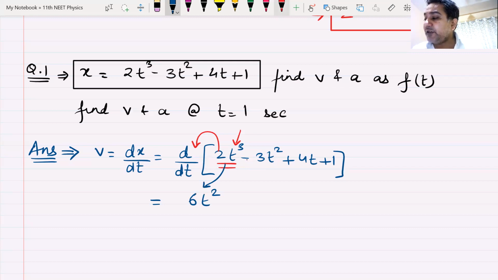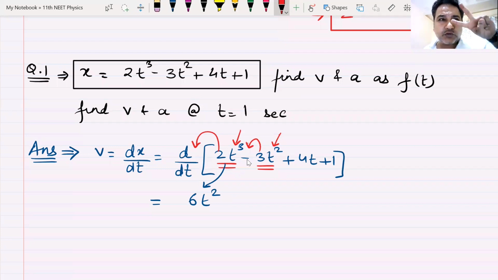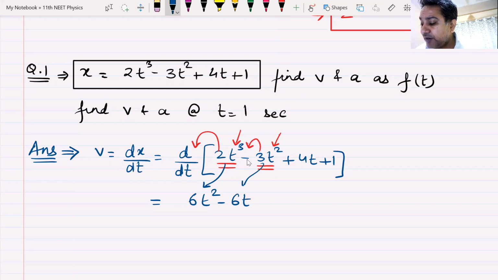How do I get the derivative of 3t square with a negative sign? Negative 3 jumps out. Then I have to calculate the derivative of t square. Derivative of t square is 2 times t. So 2 multiplied by 3 becomes minus 6 because minus is also there. So minus 6 multiplied by t, that is the derivative of 3t square. I hope you remember the formula for this.